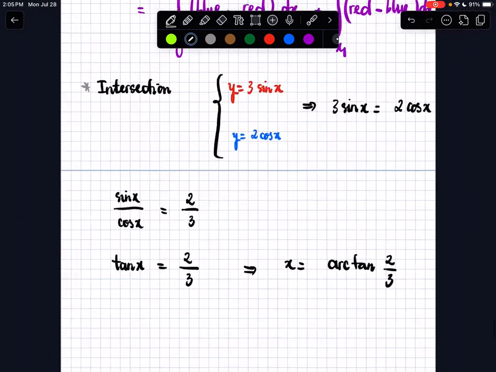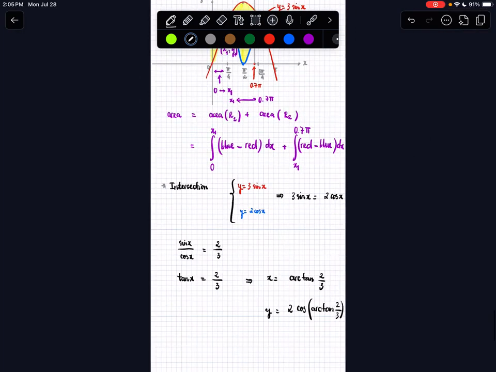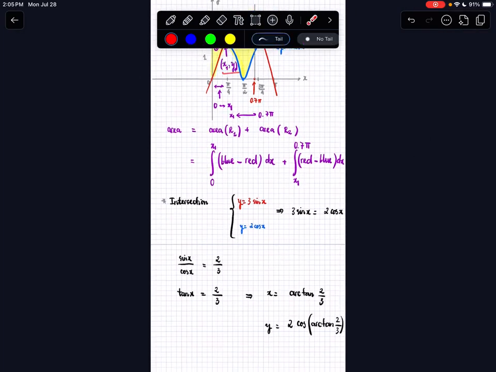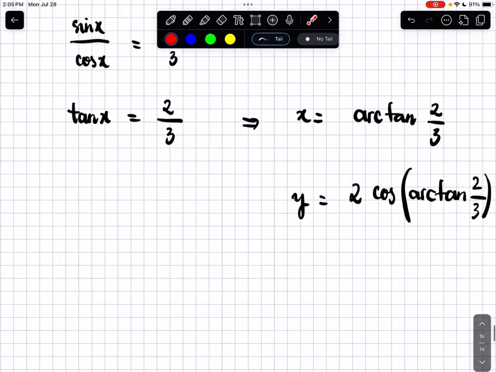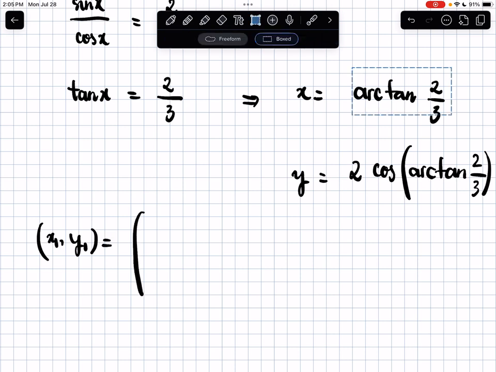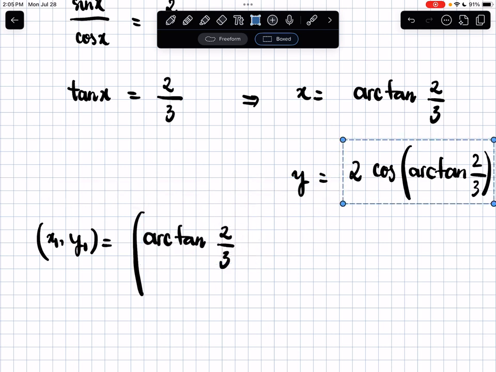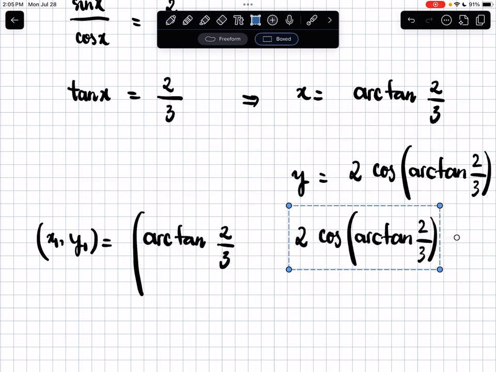This is x, and y equals 2 times cosine of x, so 2 times cosine of arctangent of 2 divided by 3. So we have the coordinates (x1, y1). So (x1, y1) is given as arctangent of 2 divided by 3 and this.